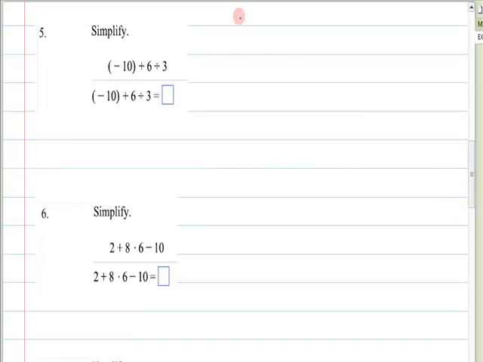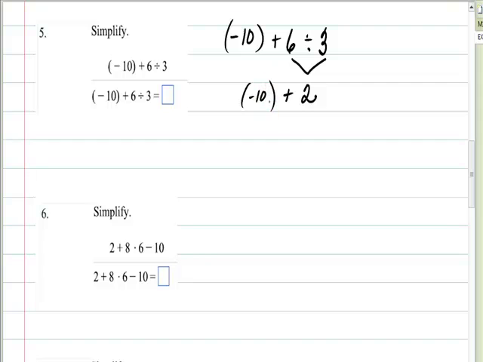Number 5. I have negative 10 in parentheses plus 6 divided by 3. The parentheses around this negative 10, they're optional. They're just holding a negative number. My operations are addition and division. Division has a higher priority. 6 divided by 3 gives me 2. So I have negative 10 plus 2. One's negative, one's positive. I'm going to subtract. 2 from 10 is 8. The bigger one was the negative, so it is negative 8.